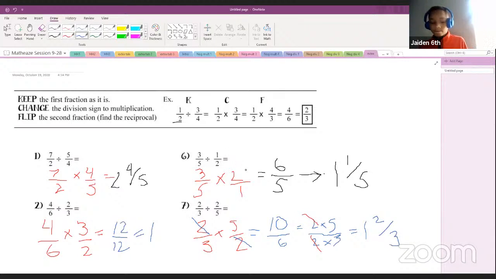All good on this one? Ready to go on to the next problem? The next group of problems? Yeah. All right.